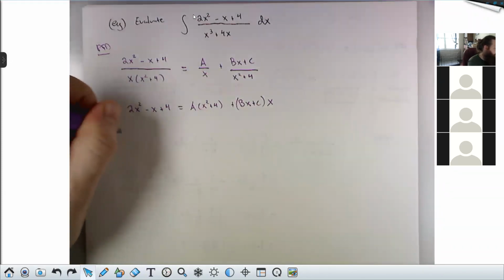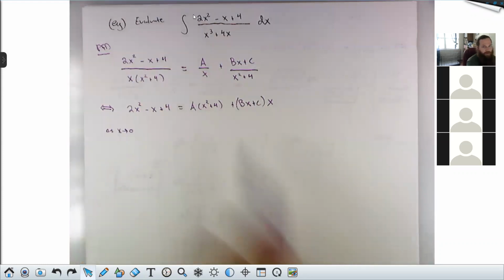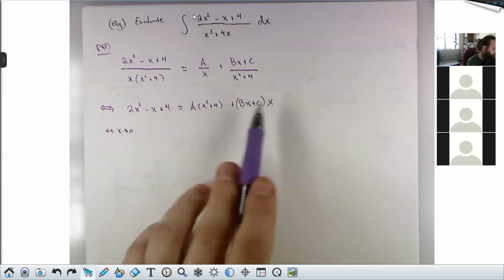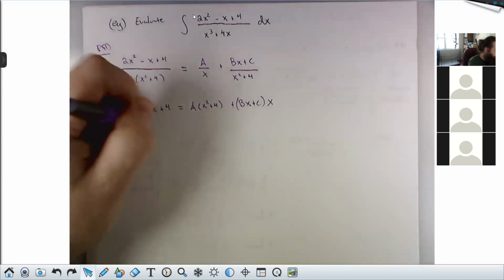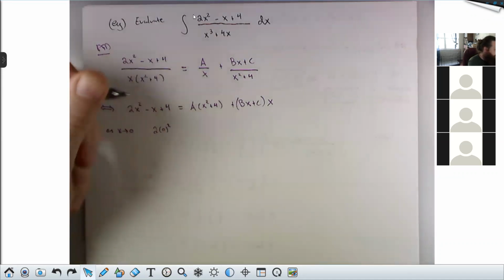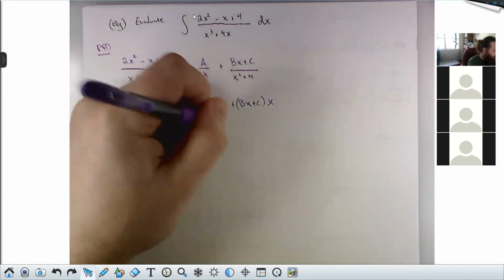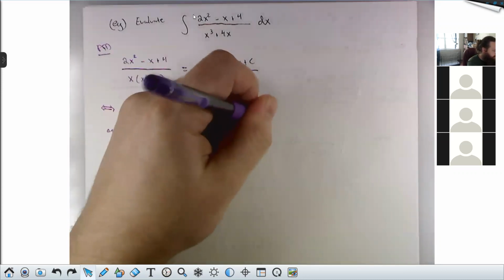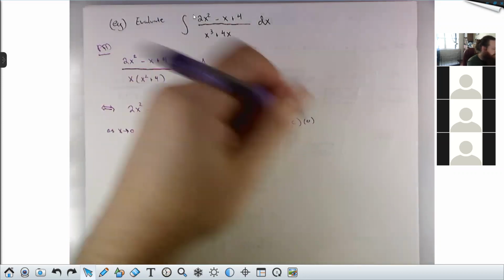And as x goes to 0, remember you want to send x to whatever makes these pieces vanish. There's nothing I can do to make this piece vanish. He doesn't have any real roots. That's what it means to be irreducible. But I can make this whole piece vanish by sending x to 0. As x goes to 0, this becomes 2 times 0 squared minus 0 plus 4 equals a times 0 squared plus 4 plus b times 0 plus c all times 0.